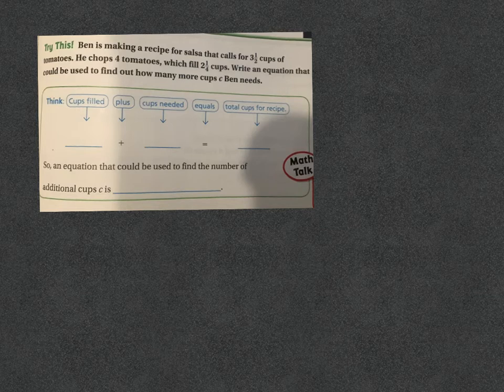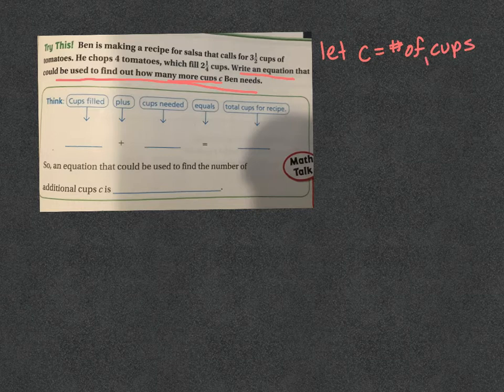Okay, same steps. Here we go again. Let's read it. Ben is making a recipe for salsa that calls for 3.5 cups of tomatoes. He chops 4 tomatoes, which fills 2.25 cups. Write an equation that could be used to find out how many more cups C Ben needs. Okay, underline the question. They want us to write an equation. We don't even have to solve it. We just have to write it. The unknown that we're looking for is how many more cups. So let C equal the number of cups more that he needs.